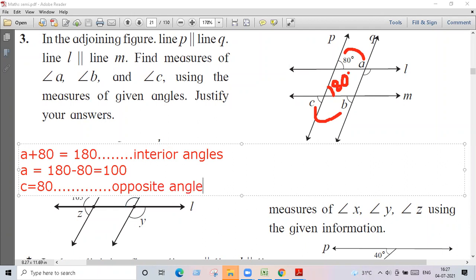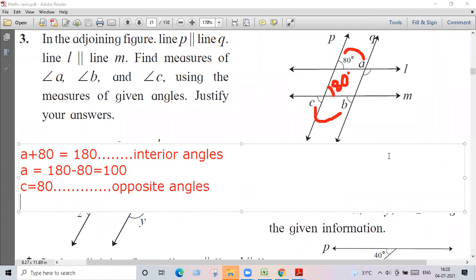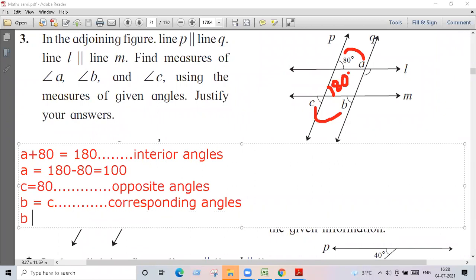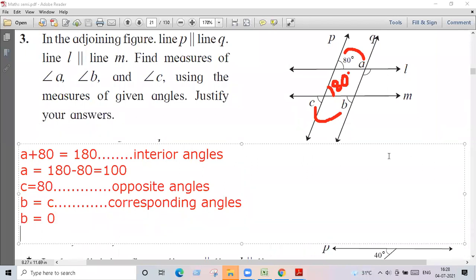Opposite angles are always congruent and B is equal to C. Why? Corresponding angles. Therefore, B is also 80. I don't have space here. 80. Okay. So the degree sign will be better.